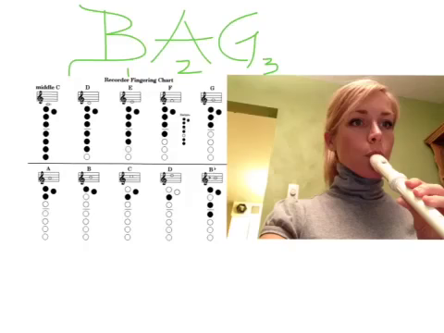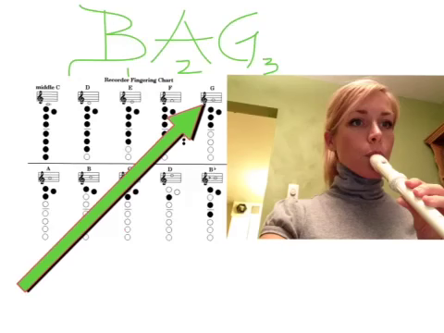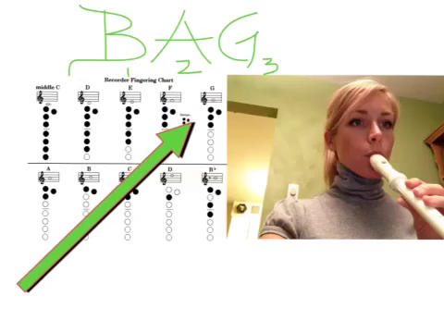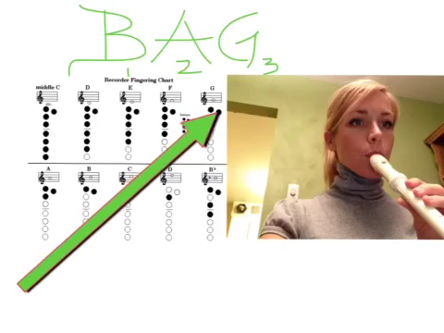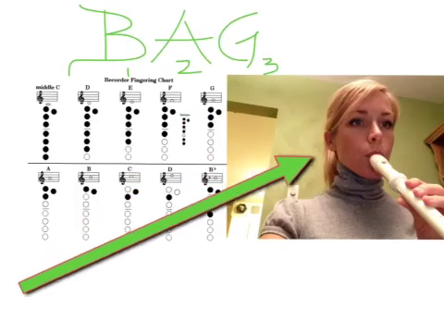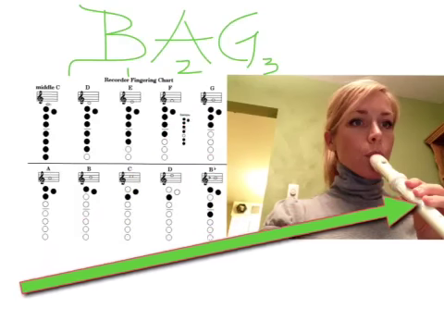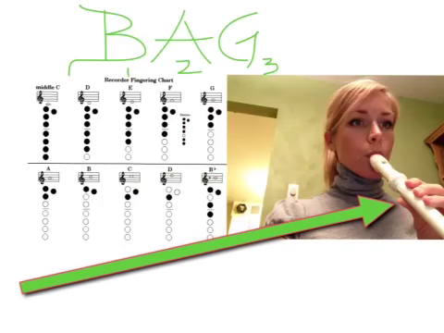And lastly, you'll need to know how to play the G. That's what it looks like on the staff. And you can see in this picture, on this fingering chart, that there are 3 holes covered plus the thumb hole. And this is what it looks like when you're playing it. 3 fingers are down plus the thumb hole.